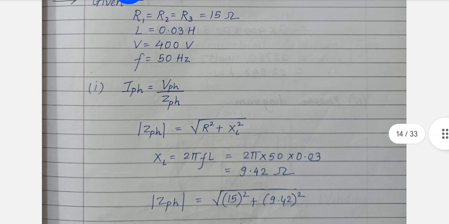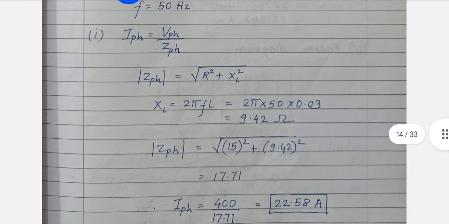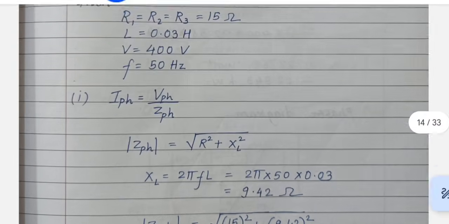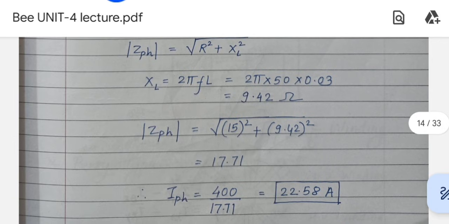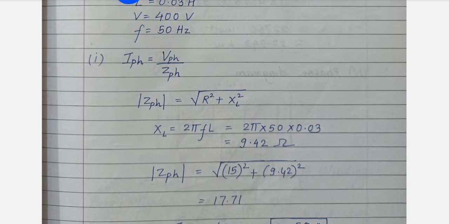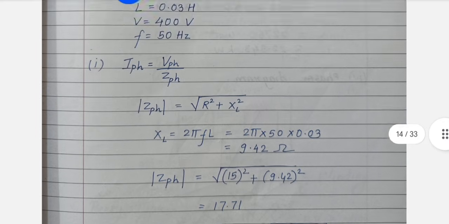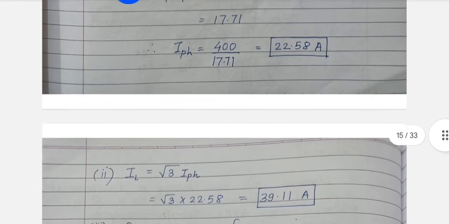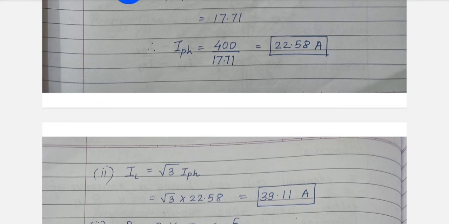Now for finding this we have to know the impedance, phase impedance in this case. This will be the same formula for impedance, under root of R square plus XL square. Here XL is what? 2 pi FL. So for putting XL we have to know XL also. Frequency is given, inductance is given, so by putting all the values we will get 9.42 ohm, and if we put it in the impedance formula we will get 17.71, and if we put it in the current formula we will get finally the current which is 22.58 ampere. You can do your calculations and match the answers.